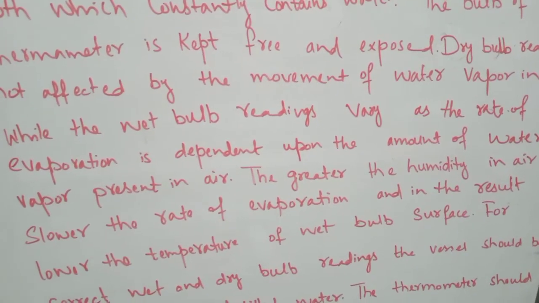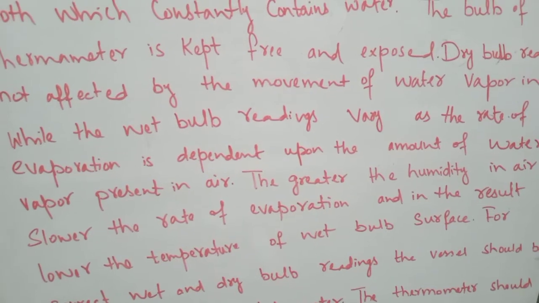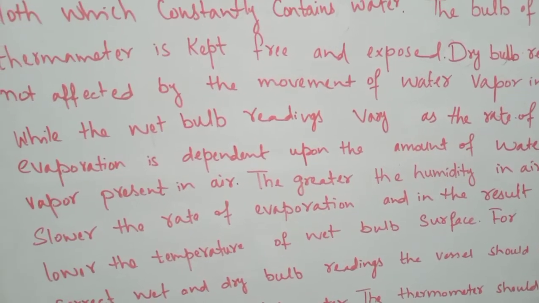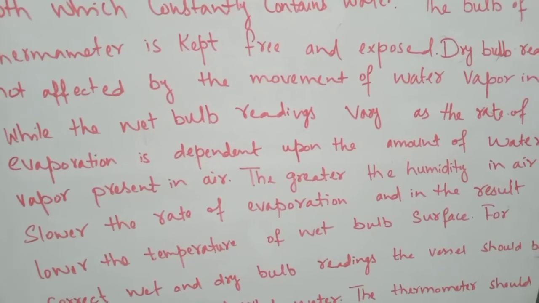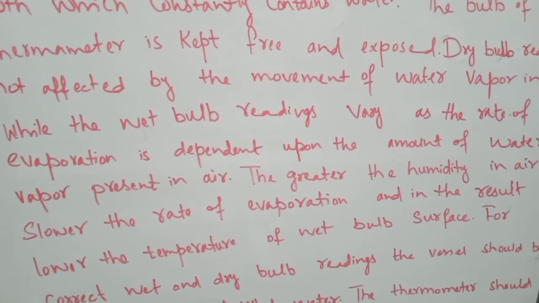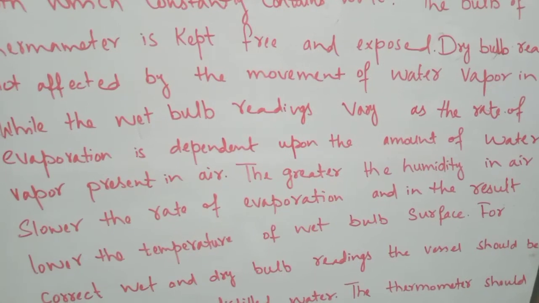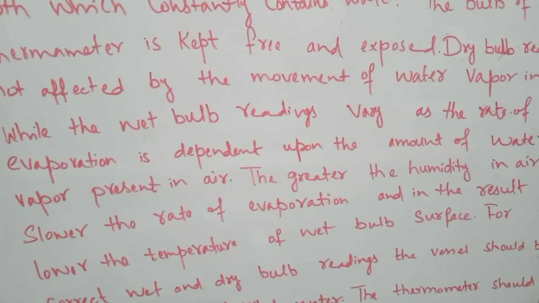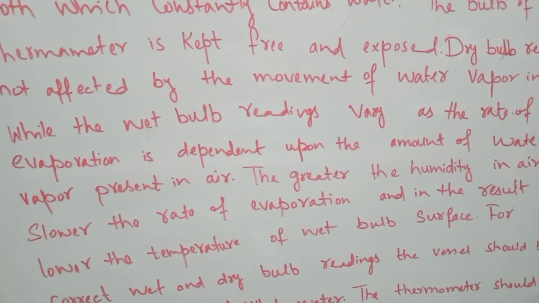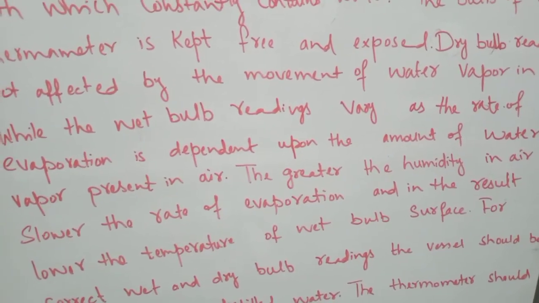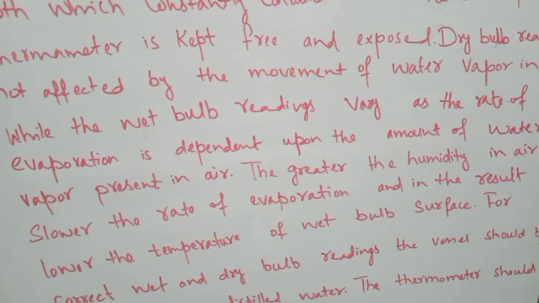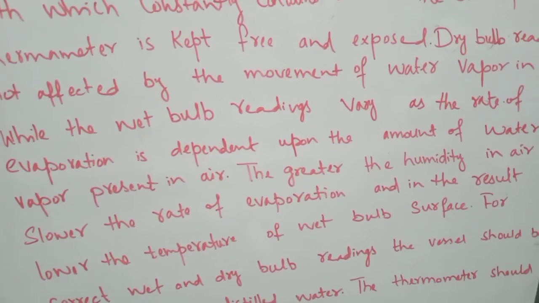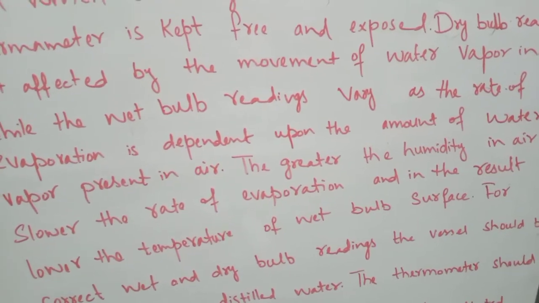the wet bulb thermometer, as it is dependent upon the amount of water vapor, the rate of evaporation is going to disturb the readings of the wet bulb. Okay, so the dry bulb reading will not be affected, while the wet bulb reading will be affected, because there is an attachment and a link with the surface of water. Okay, what is actually the result?